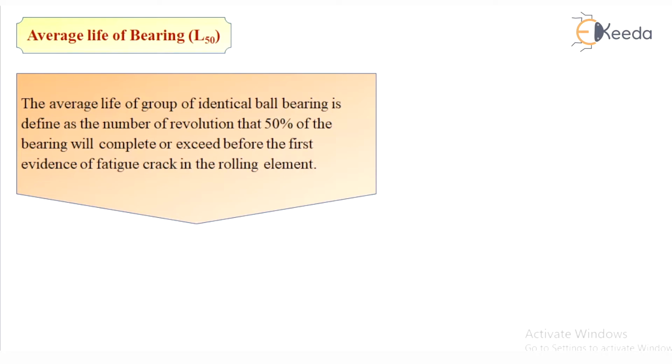The next term is average life of bearing, represented by L50. The average life of a group of identical ball bearings is defined as the number of revolutions that 50% of the bearings will complete or exceed before the first evidence of fatigue crack in the rolling element.